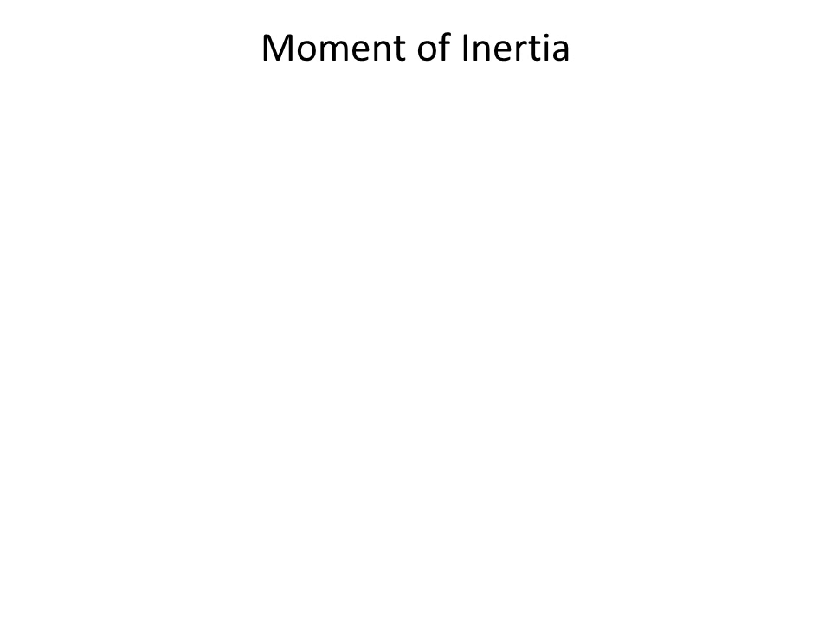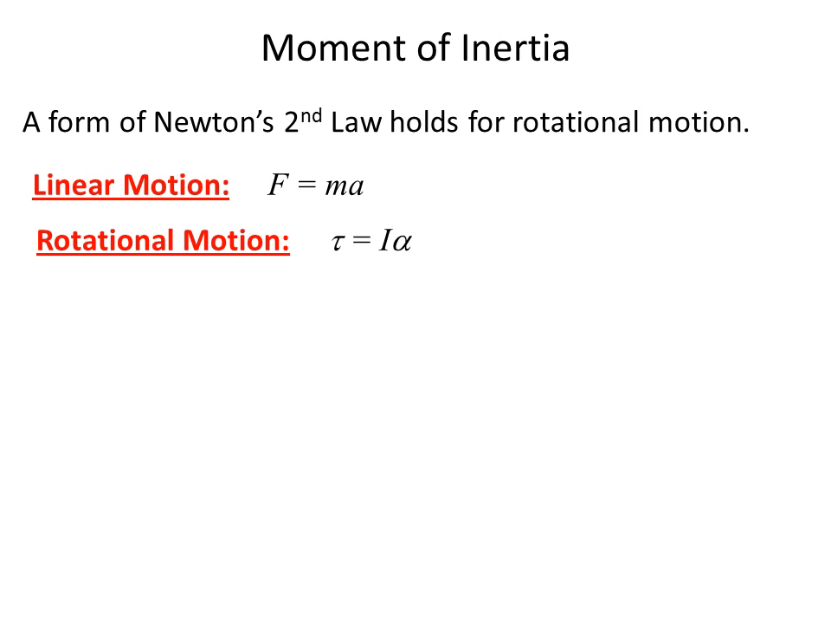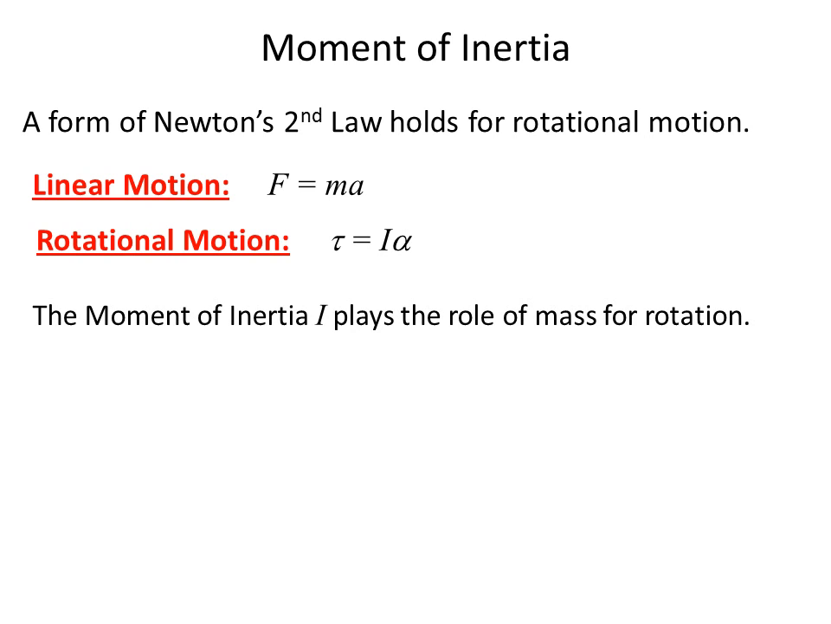In this lecture, we look at the moment of inertia. A form of Newton's second law holds for rotational motion. You may recall from linear motion that Newton's second law had the form of the force is equal to the mass times acceleration, or F equals ma. For rotational motion, the equation looks like this. It's torque is equal to the moment of inertia times the angular acceleration, or tau is equal to I alpha. The moment of inertia I plays the role of the mass for the rotational motion.